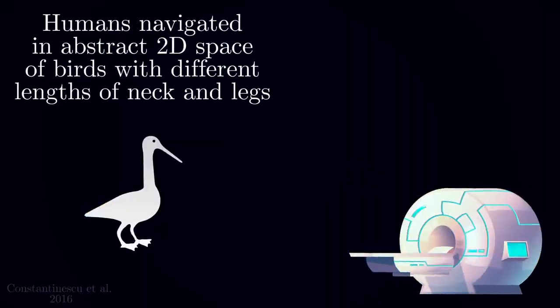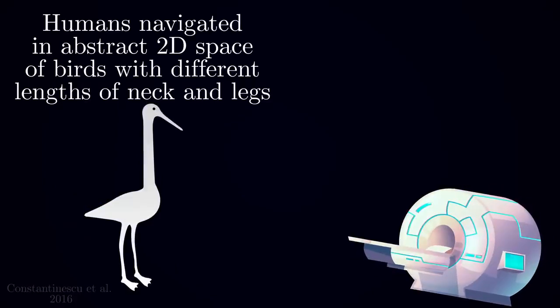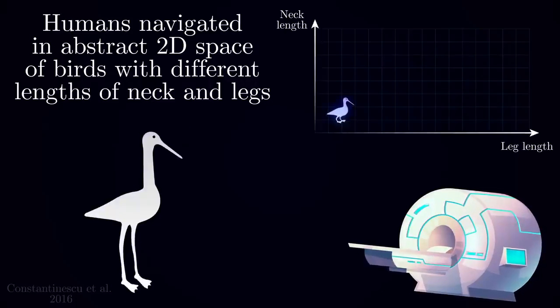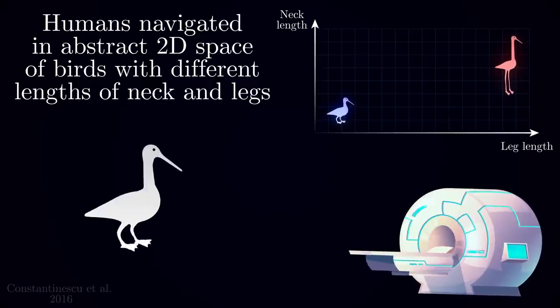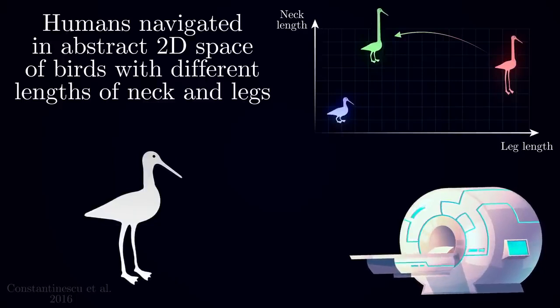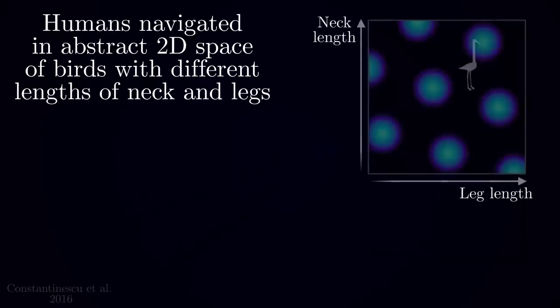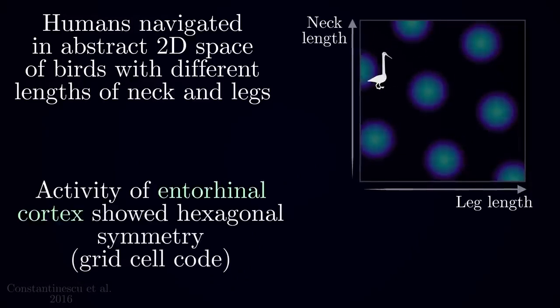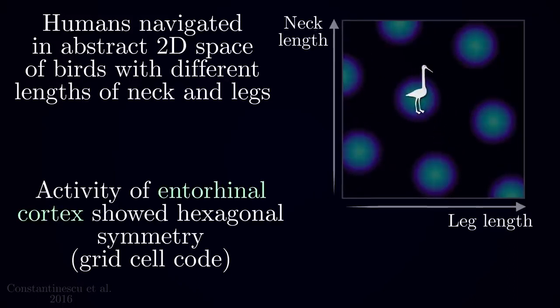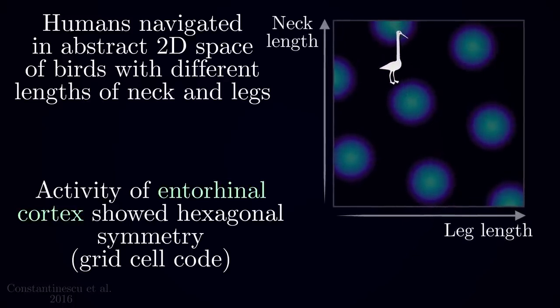In another study, human subjects were trained to navigate in a highly abstract, two-dimensional space of bird silhouettes, characterized by leg and neck lengths. Participants could independently vary the length of legs and neck with a controller, and their task was to morph a bird into a particular configuration, while activity of their brains was monitored through fMRI. Remarkably, activity of their entorhinal cortex showed signs of a hexagonal symmetry as people mentally moved in this conceptual space of birds, which is incredibly consistent with the grid cell code.